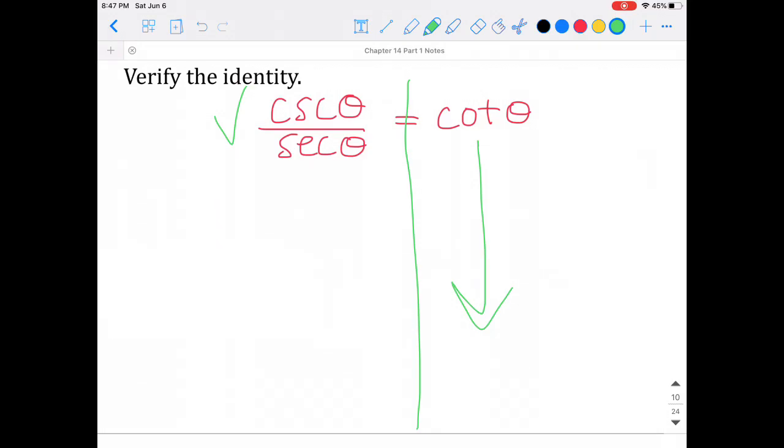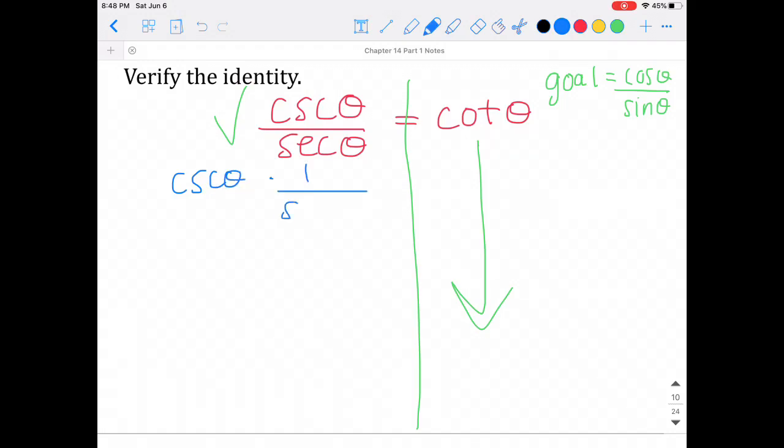Next, we're going to set our goal. So our goal is to get to cotangent of theta, which is also equal to cosine of theta over sine of theta. So here on the left side, we have cosecant of theta divided by secant of theta. So I'm going to split those two terms up to be cosecant of theta times 1 over secant of theta.